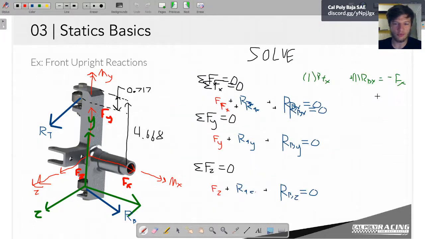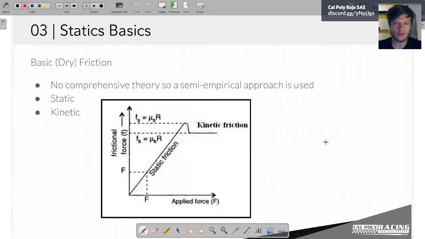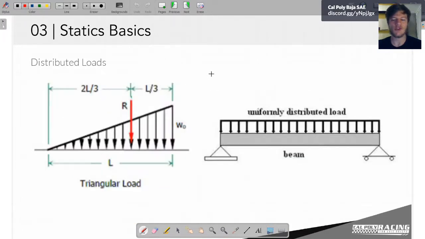With that, we'll proceed to distributed loads. So, distributed loads are something that looks really complicated at first, but is actually really simple. You can think of a distributed load as a bunch of moments that we really want to figure out how we can average them all out.